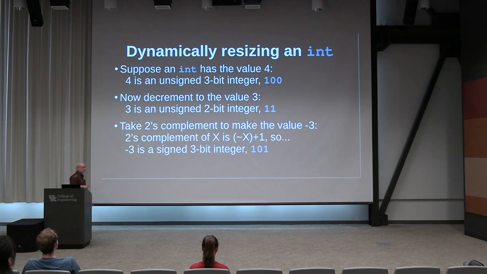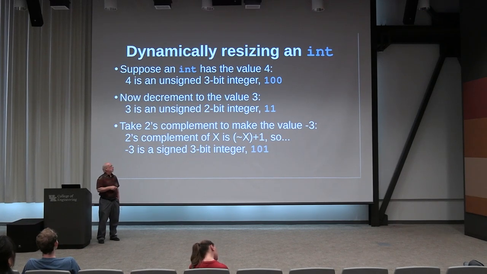So how are we going to do this? Well, let's think about dynamically resizing an int. We call these dynamically resizable things p-ints, for pattern ints, but we'll come back to that idea a little bit later. So if you have an integer that has the value 4, how many bits do you need to represent the value 4? Well, it's pretty obvious, right? It's basically no ones, no twos, and a four. So you need 3 bits for that.